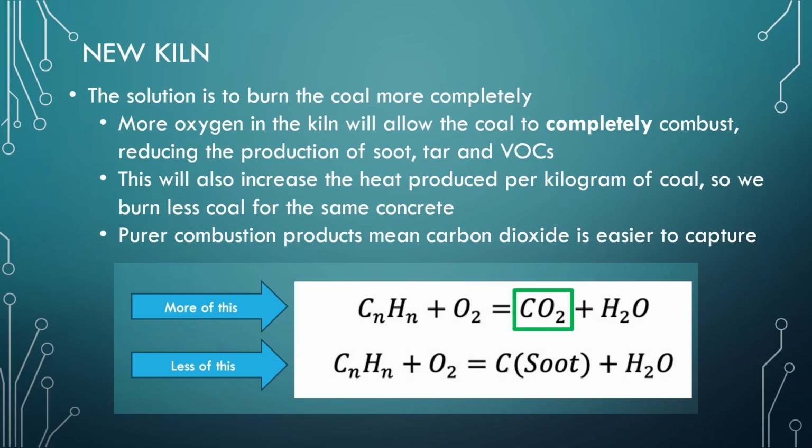Because we're getting more heat out of every kilogram of coal, we can use less coal to make the same amount of concrete. That lowers fuel use and reduces emissions at the same time. The graphic at the bottom shows this idea visually. We want more carbon ending up as carbon dioxide and water, and less carbon turning into soot.